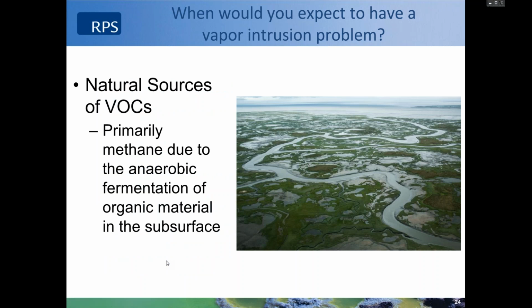Finally, natural sources of volatile chemicals. So methane is actually a very big issue that we see in wetland areas, shoreline areas, anywhere where there's a lot of organic natural material that's allowed to break down and ferment. So in those areas, even if you've never had any industrial use, no chemical use, and you're actually nowhere near a place that had chemical use, you still need to consider, well, could I have a methane problem at my site?